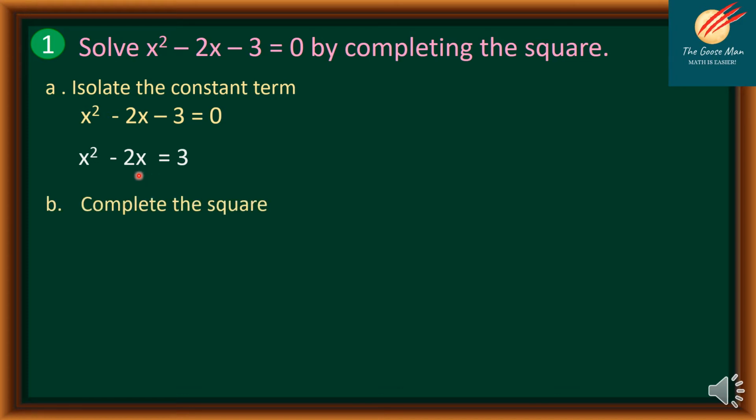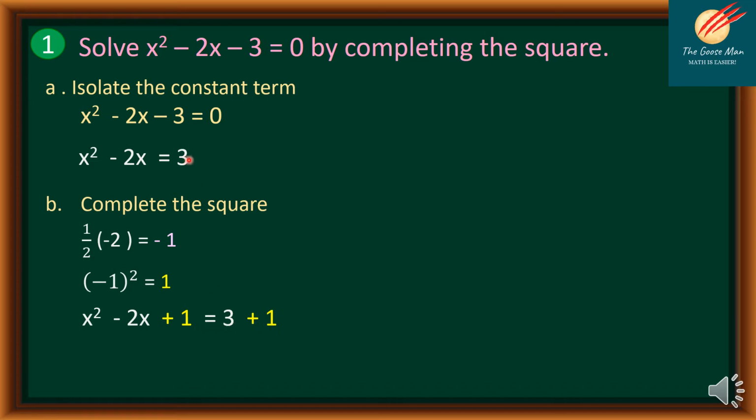So I'll get the numerical coefficient of negative 2x, which is the linear term. I have now negative 2 times 1/2, that is equal to negative 1. Then square it. Negative 1 squared is equal to 1. So take note of this number, negative 1 and positive 1. Therefore, I'll add this positive 1 on both sides of the equation. So I have now x squared minus 2x plus 1 is equal to 3 plus 1.